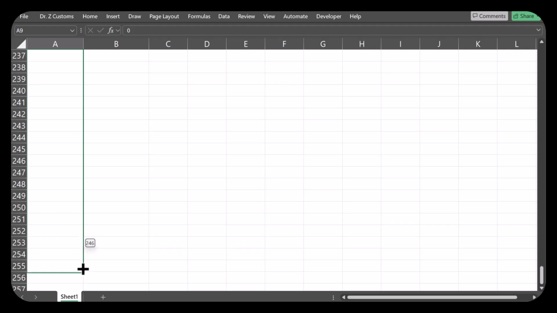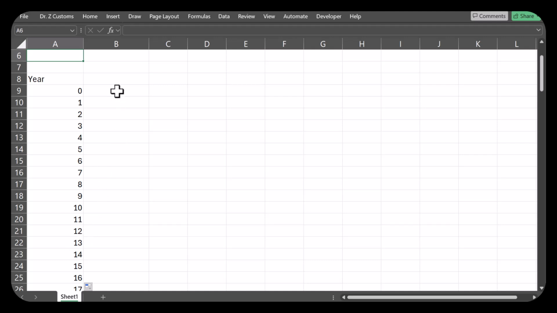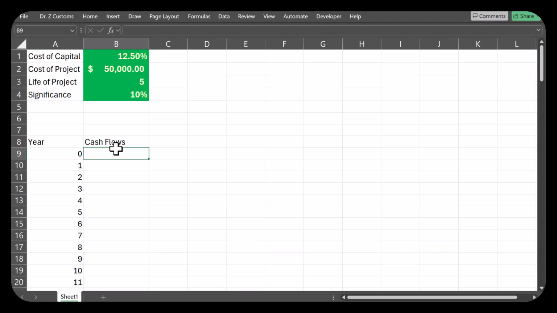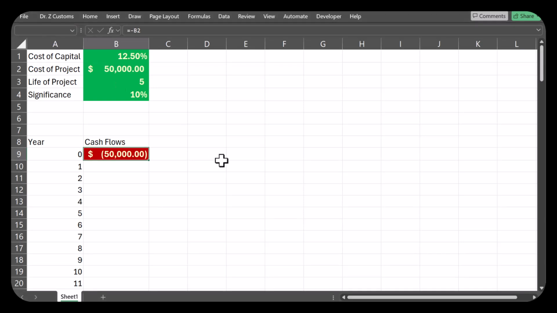Boom, it automatically replicates it. Go back up. I'm going to have my cash flow. Well, the first one is easy, negative of the cost of project by definition, right? Since that's a formula, I'm going to tell myself that's a red light. Don't touch that. So that's not an input cell.